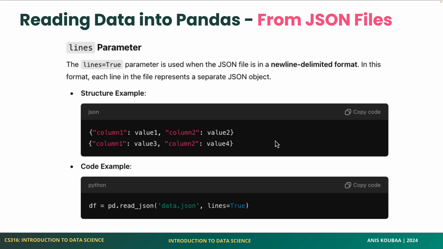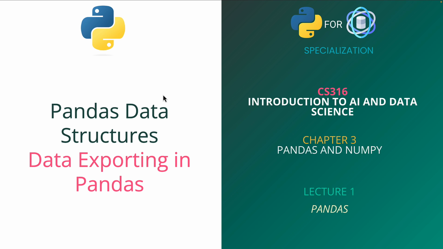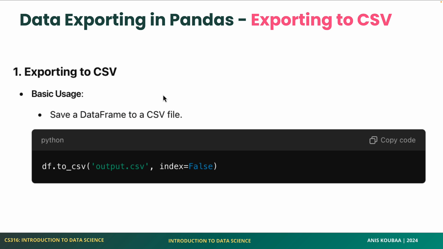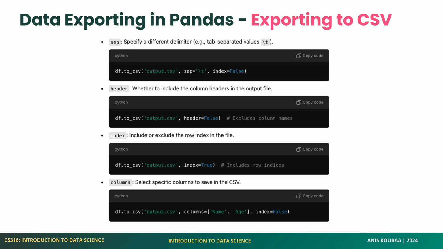This is another common JSON file structure, with every record, every dictionary, on a different line. This is called a newline delimited format. So in this case, you can use lines equal to true, and this will load this type of file. So without spending a lot of time here, these are just syntax to import.